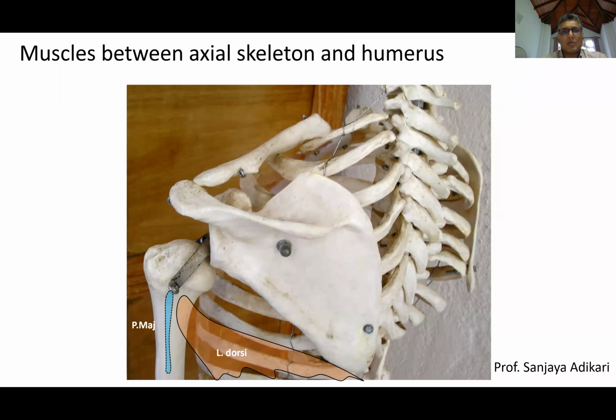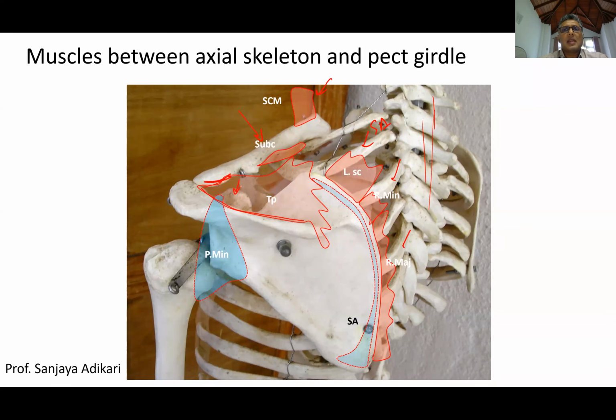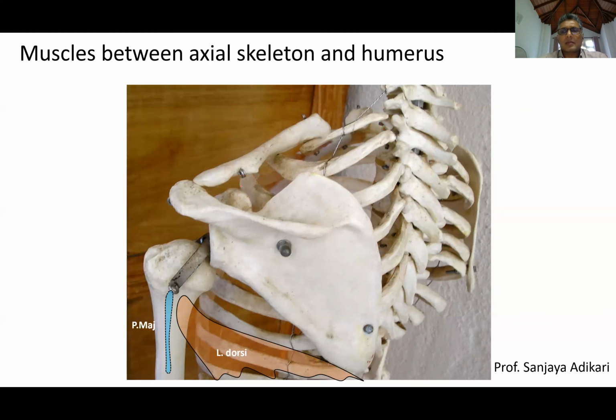Then you have other muscles, those are the muscles attached between the axial skeleton and the pectoral girdle. Then there are muscles attached between the axial skeleton and the proximal end of the humerus. Pectoralis major is one muscle attached between the ribs. There are 2 heads. You have the clavicular head and the sternocostal head. The sternocostal head is attached between the proximal end of the humerus and the axial skeleton. The other head is within the upper limb and the pectoral girdle.